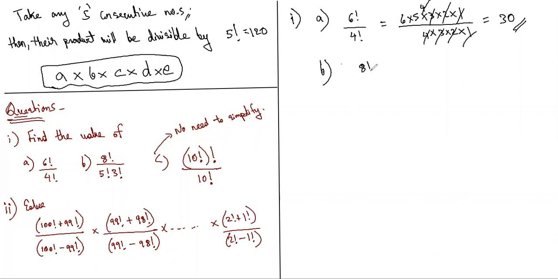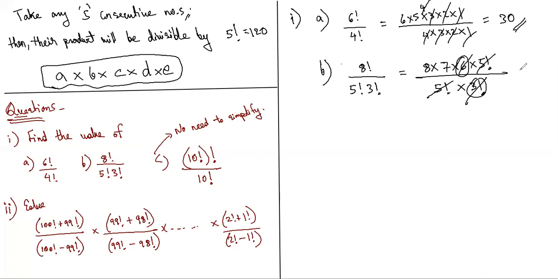Second one, 8 factorial by 5 factorial into 3 factorial. Once again, without doing the entire simplification, I'll write 8 factorial as 8 into 7 into 6 into 5 factorial, divided by 5 factorial into 3 factorial. So this 5 factorial will cancel out. 6 and 3 factorial is nothing but the same thing. The answer will be 8 into 7, which is 56. For those of you who gave the answer 56, congratulations.